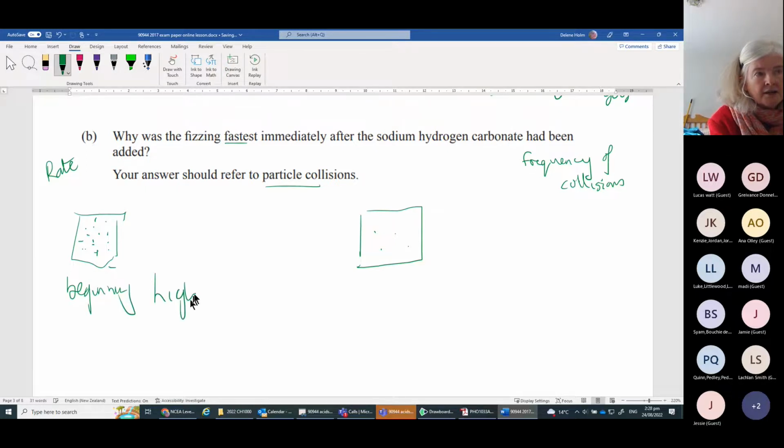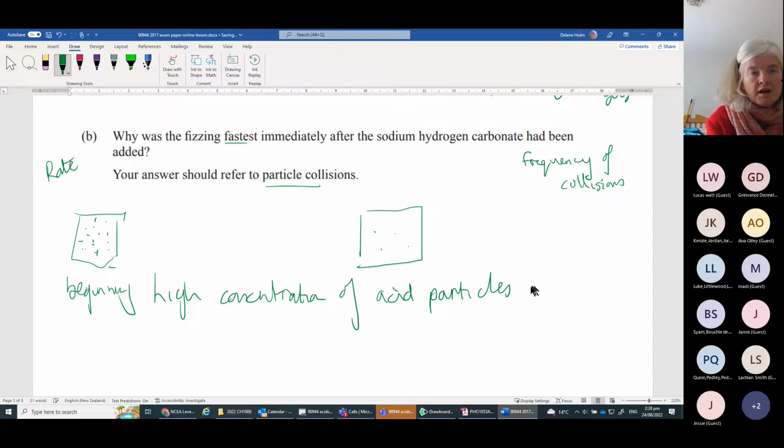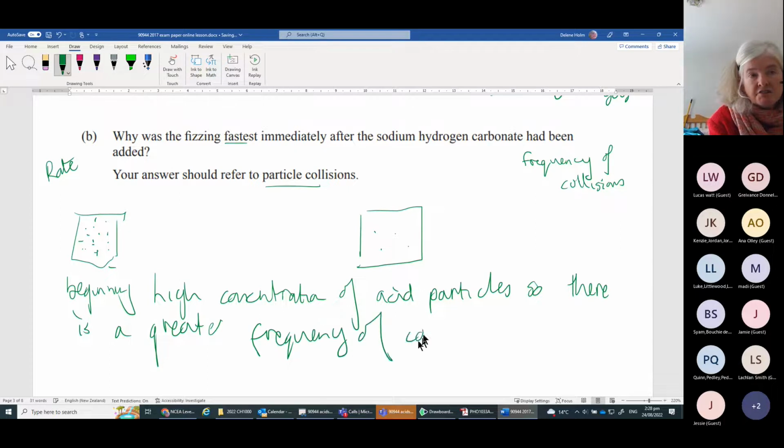I have a high concentration of acid particles, or H2SO4. So there is a greater frequency of collisions. So the reaction rate is fast. Try and always picture what is happening to the particles. If you can picture that, then try and describe that.